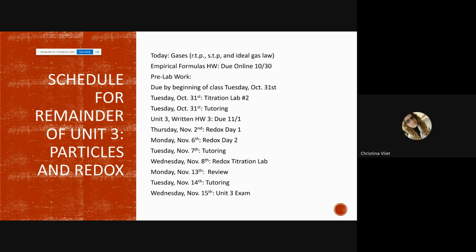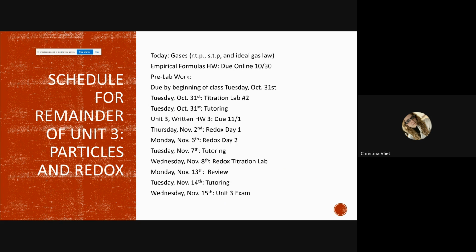Here is your schedule for the remainder of Unit 3. Today we're going to cover gases, RTP, STP, and ideal gas law. We have a bunch of math to do today. I'm also going to go over limiting reagents, which is a topic from pre-ACE chemistry that might have been forgotten. We'll touch base on it today. There's usually not a ton of questions about it from Cambridge. They show up every once in a while, but we'll go over it.